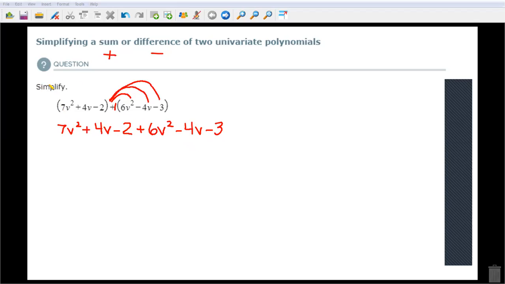When it says simplify, what we want you to do is take things that are like terms and combine them together. So 7v to the second power and 6v to the second power, when you add those up, you would get 13v to the second power.